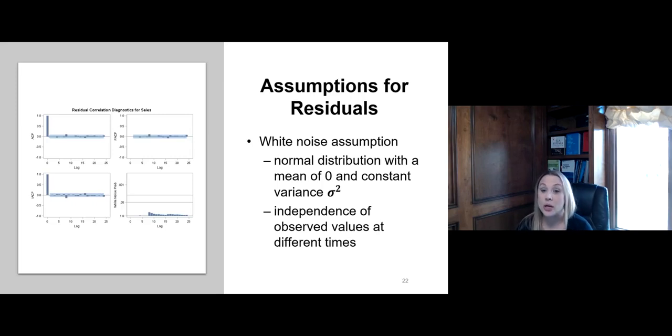Here we are just looking at the correlation diagnostics for sales, and we can see the autocorrelation plot. There's nothing significant past 0, so that is good. We can see this more clearly with the PACF partial autocorrelation plot, where nothing is piercing the 95% confidence interval. So overall, it is indicating that we do in fact have no autocorrelation, and all the residuals themselves are completely random.